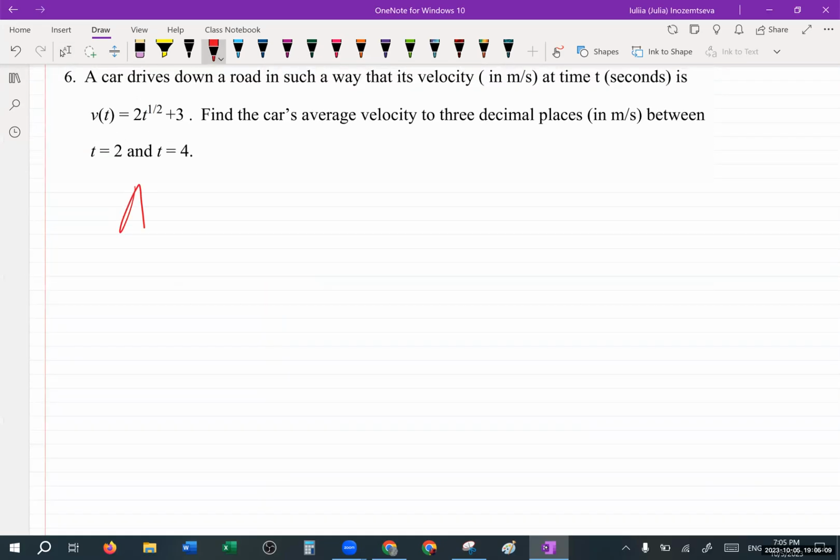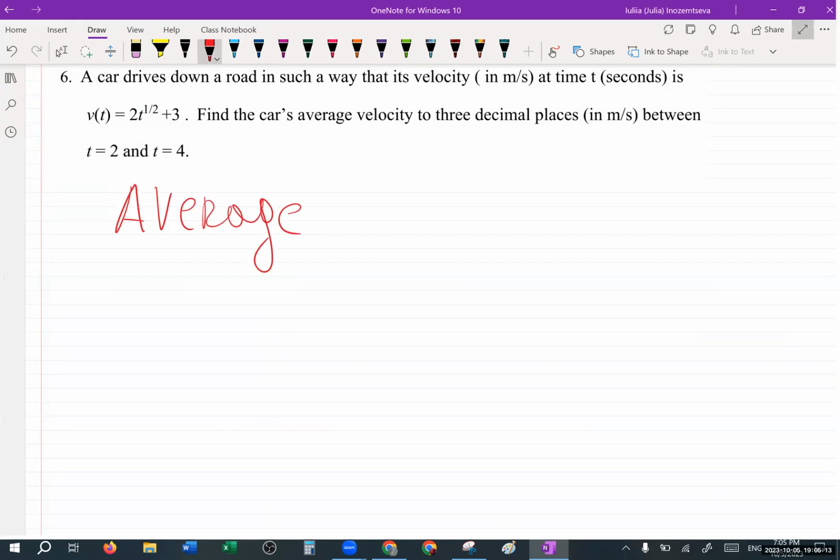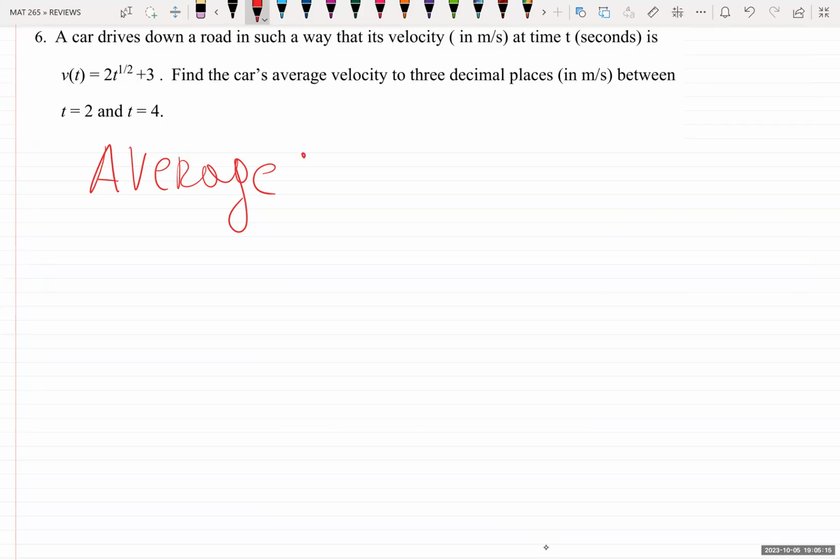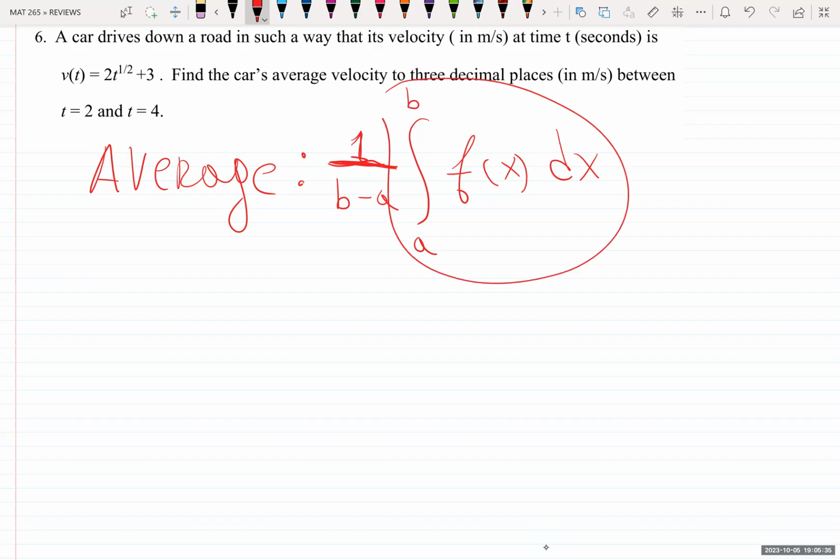Let's write down the formula. Average: if they ask you on the exam to find the average, then you integrate the function they gave you on the interval they gave you, and you don't forget to divide by the length of the interval. I recommend doing that first because people tend to forget. You get excited that you finished the integration and you forgot to average it out.